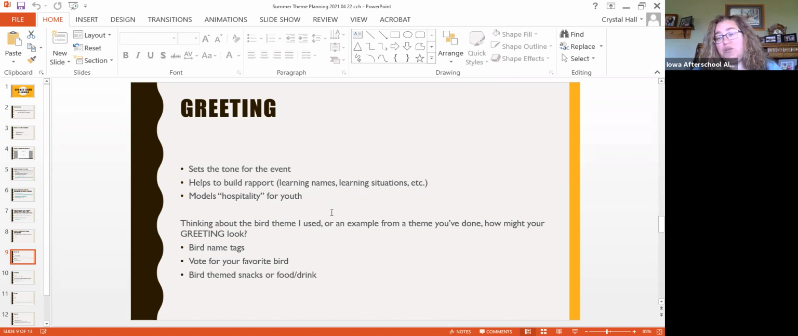This also gives the youth in your program a way to model hospitality. How do you greet a person? How do you do a handshake, again, when things are safe? Involve the youth in allowing them to introduce their parent or caregiver to you. You can kind of build in some of those soft skills or social skills as well.